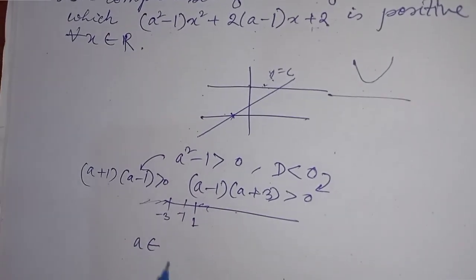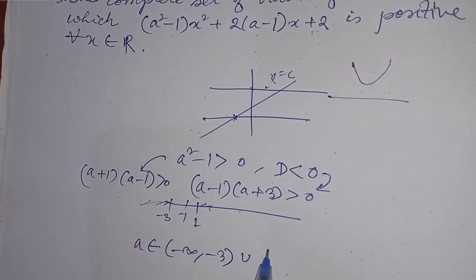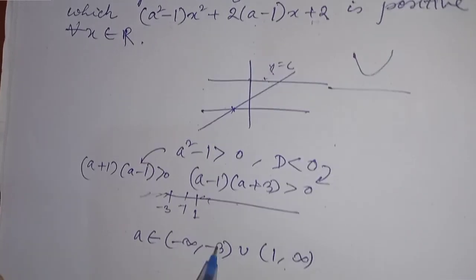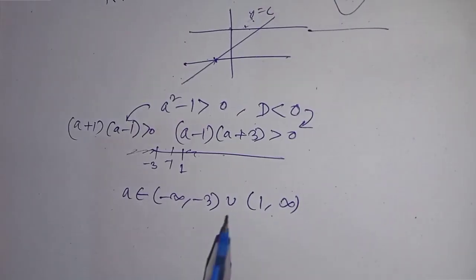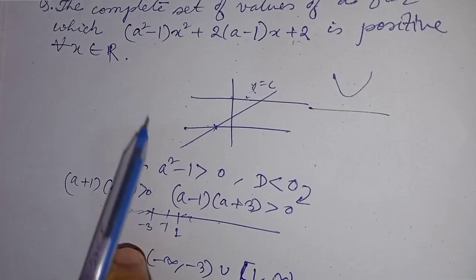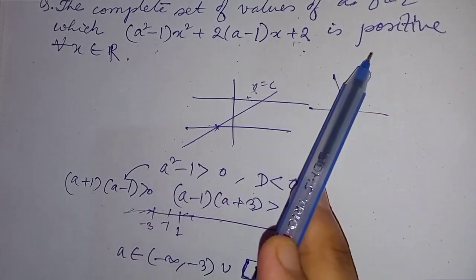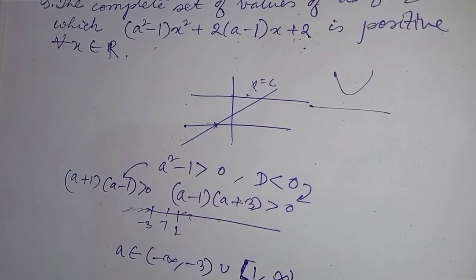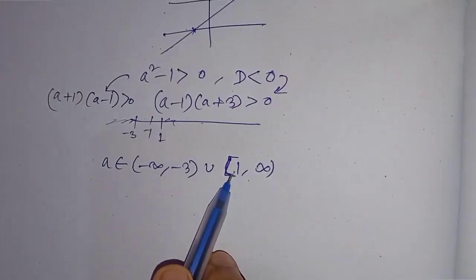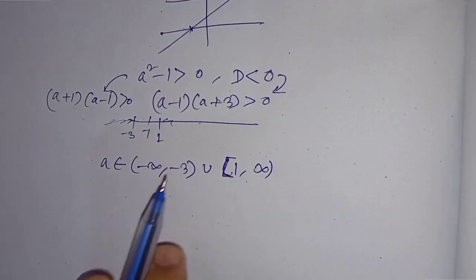X is belonging to the interval minus infinity to minus 3 union 1 to infinity. But as I have explained right now, 1 will be included in the solution, because if I put 1 here, x square term and x term both vanish and I get 2, which is positive. So the condition is satisfied and 1 will be in the closed interval, and otherwise the solution is correct. So this is the appropriate solution for this question.